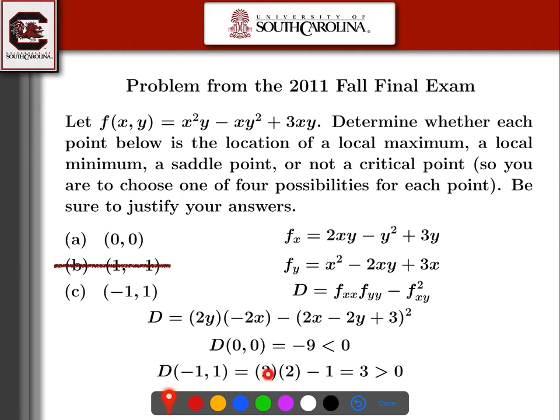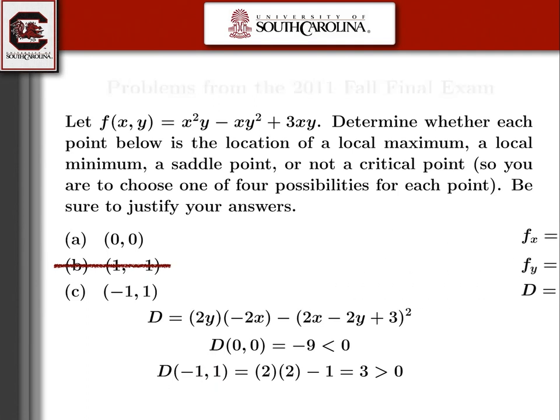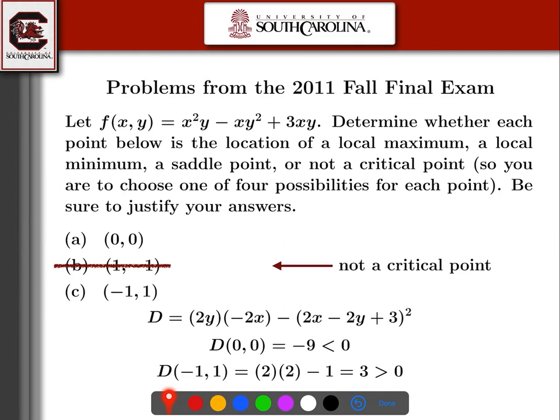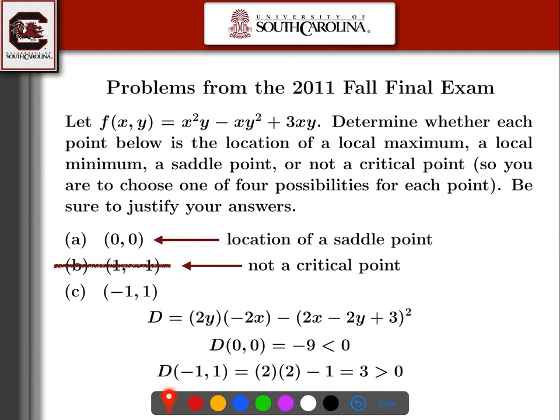And then since the second derivative with respect to x and the second derivative with respect to y are both positive, that means the graph of this function is going to be concave up at minus 1, 1. And so we're going to have a local minimum at this point, minus 1, 1. So to summarize, the 1, minus 1 was not a critical point. The 0, 0 was a location of a saddle point. And the negative 1, 1 was a location of a local minimum.